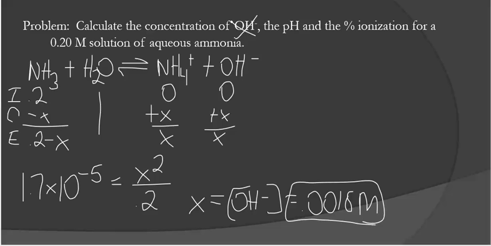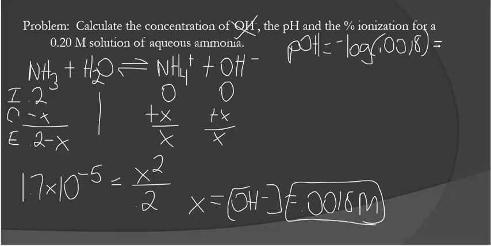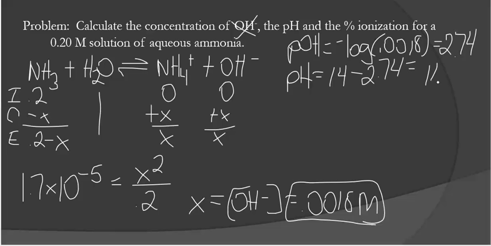I also need the pH. Well, if I know OH, I can find pOH, which is negative log of 0.0018. And the pOH comes out to 2.74. So if I want the pH, I simply take 14 minus 2.74. pH comes out to 11.26. So that's basic, and we would expect it to be basic because it's a weak base.